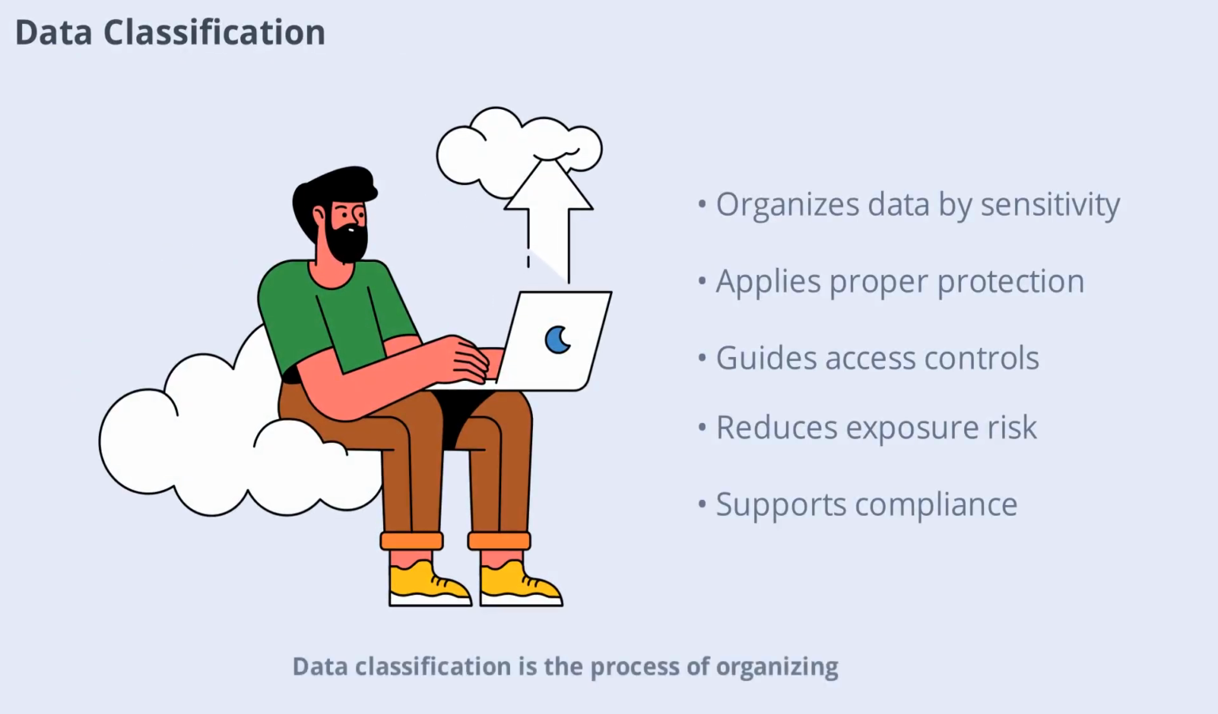Data classification is the process of organizing data based on its sensitivity and importance. By classifying data, organizations can apply the right level of protection and access controls. For example, confidential information may require stricter security measures than public data. Classification policies help teams understand how to handle different types of data, reducing the risk of accidental exposure or misuse.